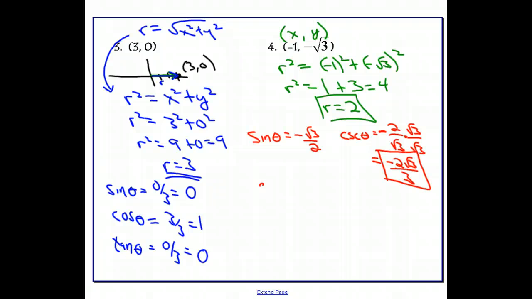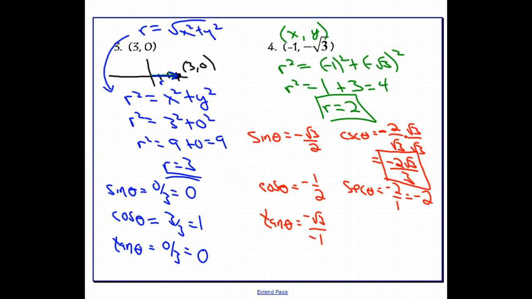All right, let's get the cosine. Cosine is x over r, so it's negative 1 over 2, which is the best I can do with that. Secant is the reciprocal, negative 2 over 1, which reduces to just negative 2. And then the tangent doesn't look too bad. It's a negative divided by a negative, which I know is positive. I know when I divide by 1, I'm back where I started. So I get square root of 3.